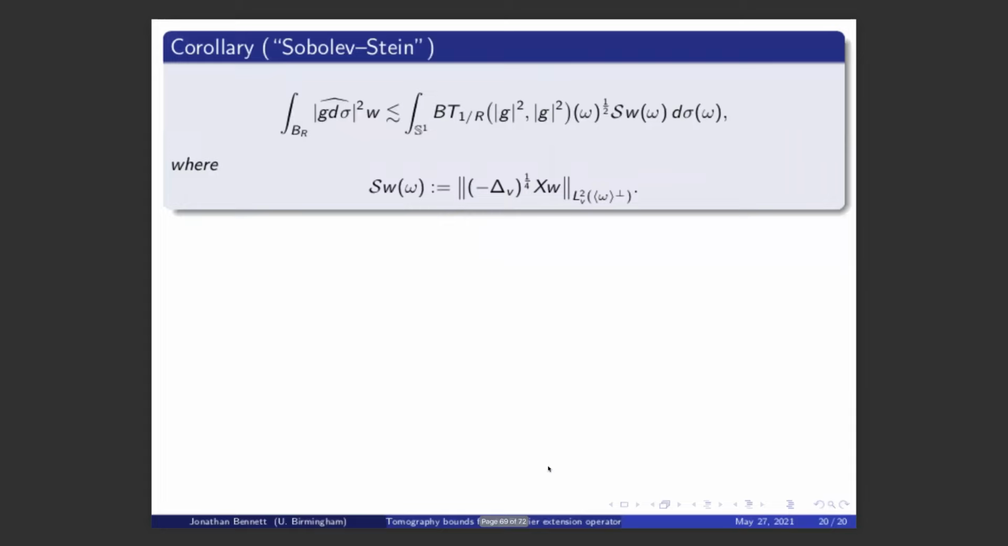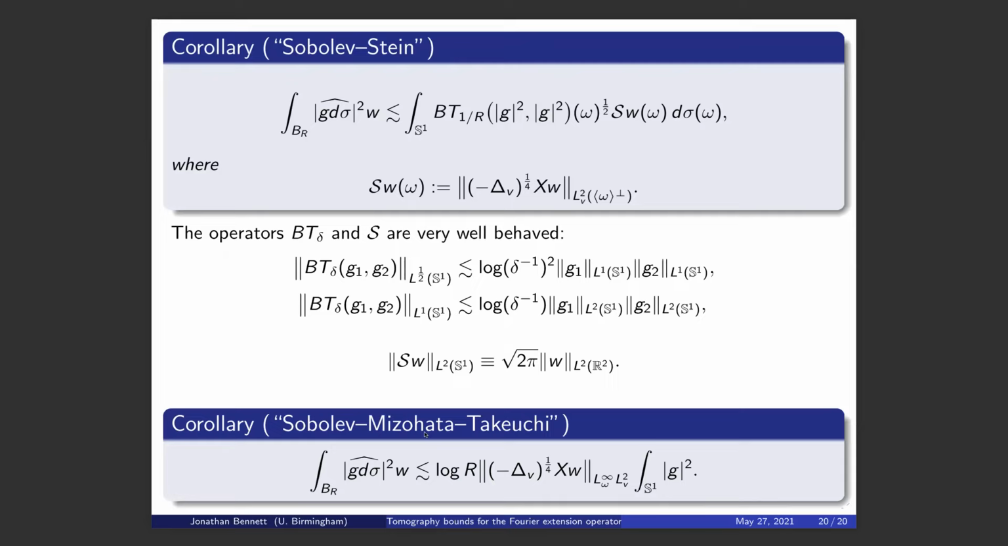Let me just finish up now. Perhaps I should just go straight to the corollary because it's the simplest thing to look at. So this is what you might call a Sobolev-Mizohata-Takeuchi inequality, where one doesn't have the L infinity norm of the X-ray transform of the weight, but one has, as I say, something that scales in the same way. The sup in V is replaced by half a derivative in L2, which is the natural Sobolev numerology associated with the L infinity norm.